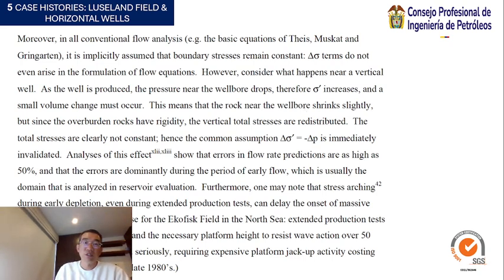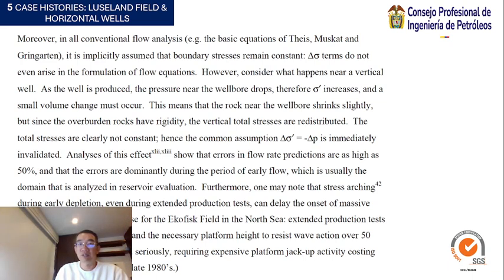Moreover, in all conventional flow analysis, it is implicitly assumed that boundary stress remains constant. Terms do not even arise in the formulation of flow equations.